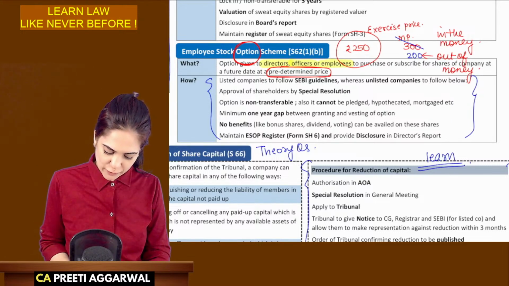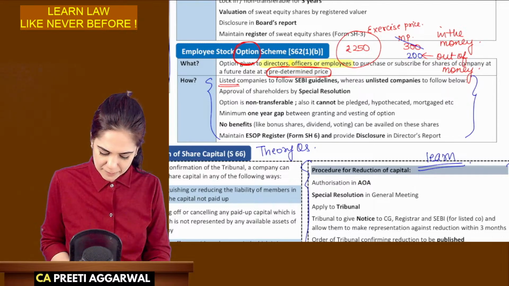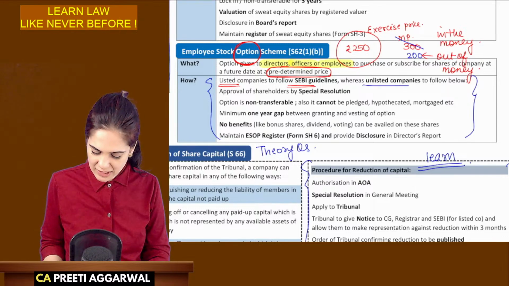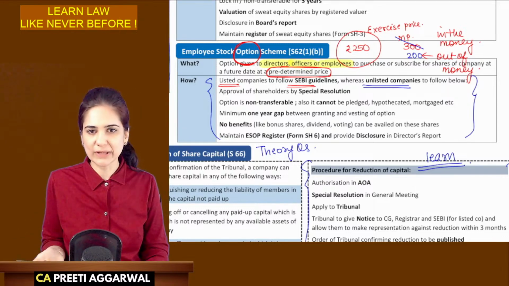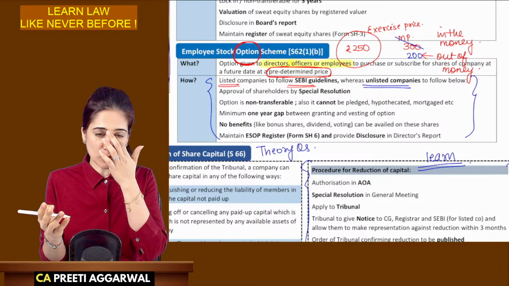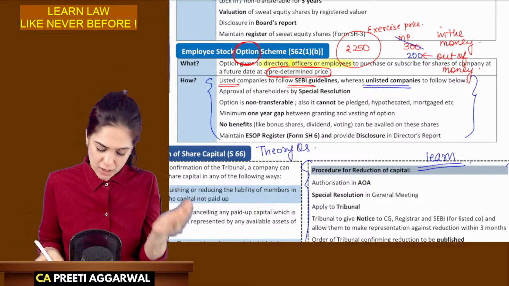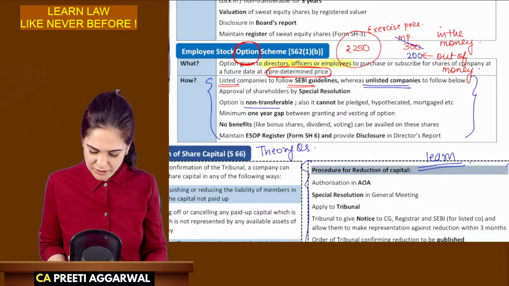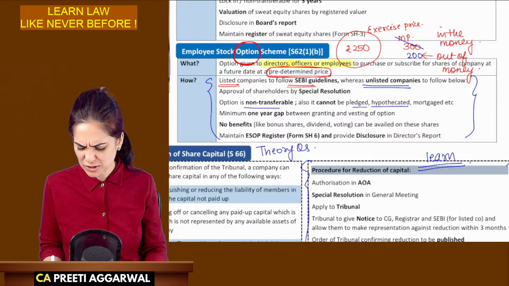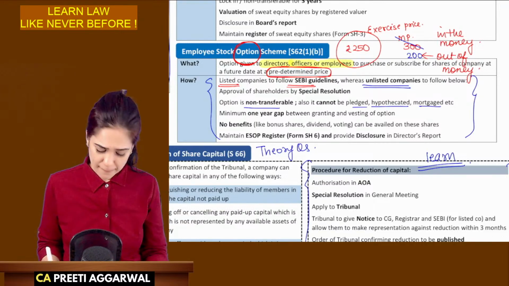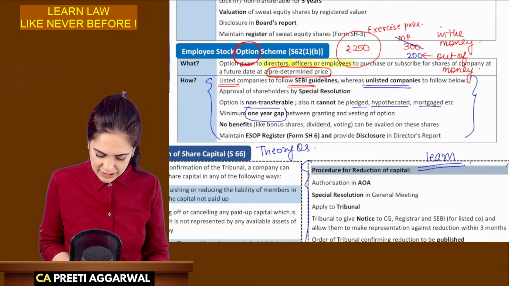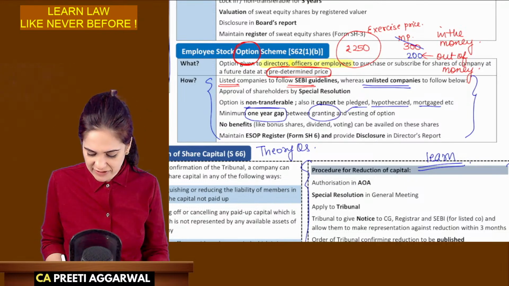You need to follow the SEBI guidelines if it is a listed company. But if it is an unlisted company, then we will follow the following. You need the approval of the shareholders by a special resolution. The option is non-transferable. It cannot be pledged, hypothecated, or mortgaged. There must be a minimum 1 year gap between granting and vesting of the option.